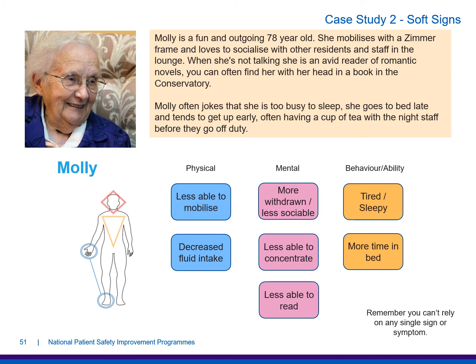So again, we're not looking at any one individual thing because that could be due to a number of reasons. She could have had some bad news from her family and not wanted to read, for example, that day and wanted to think things through. But when we see a number of these things going on, we might be concerned that there's something going on with Molly. We don't have to know what it is, but we've spotted the fact she's not herself, and that might be a sign that she's not well. And that's perfectly okay to then raise those concerns.